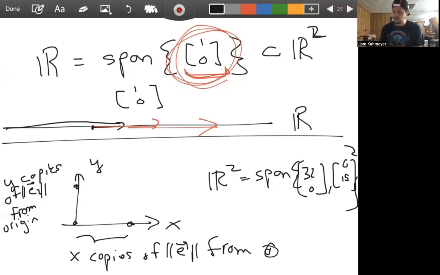And so what you always want to be able to do is take, and not even necessarily an orthogonal spanning set.